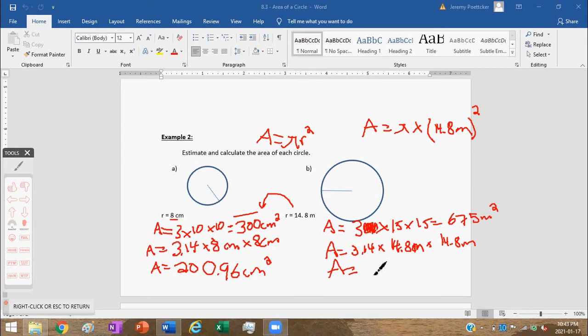So here we go. 3.14 times 14.8 times 14.8, and I get 687.7856 meters squared, which you can see is actually very close to my estimate here. All right, so moving on.